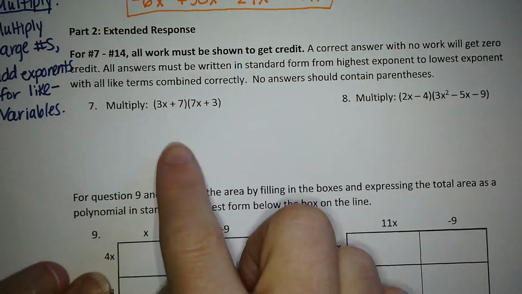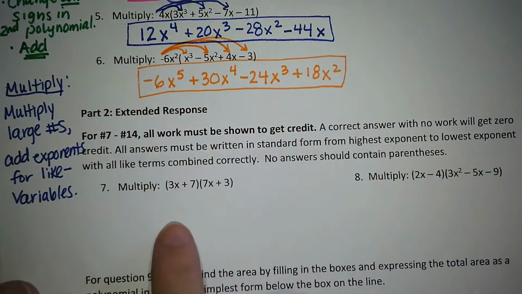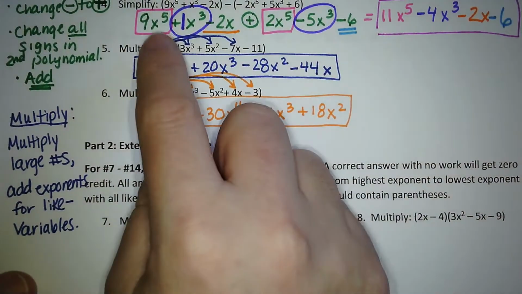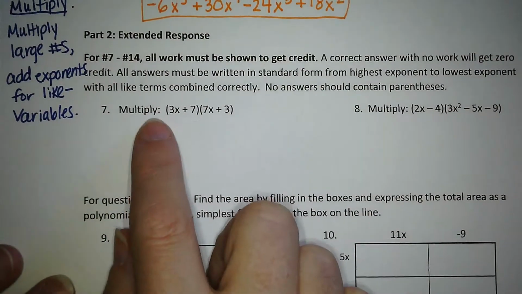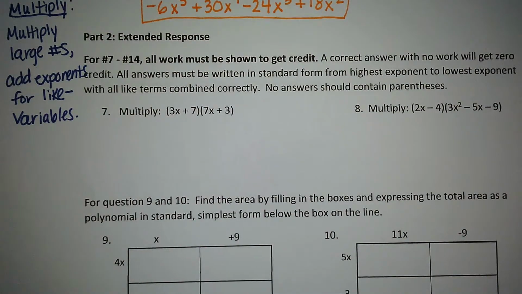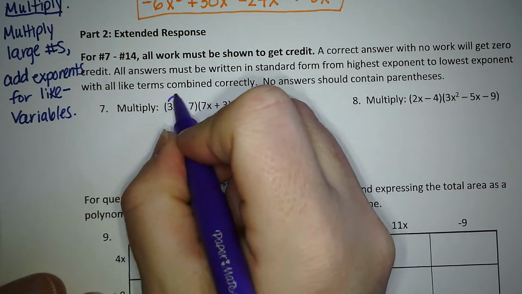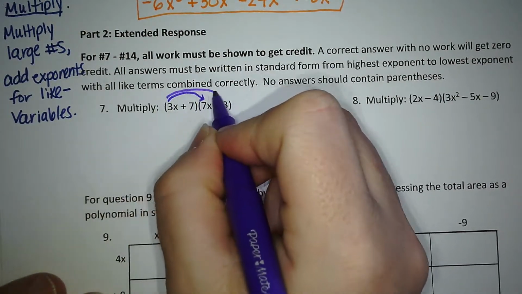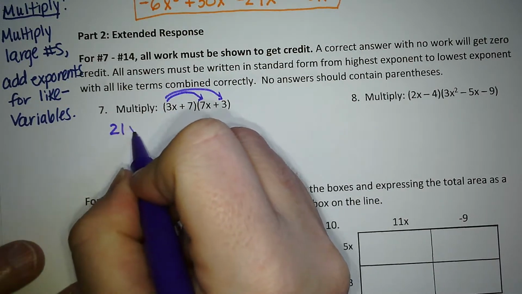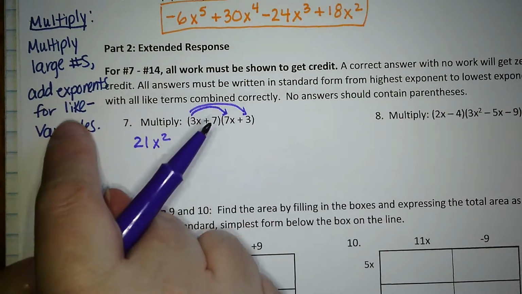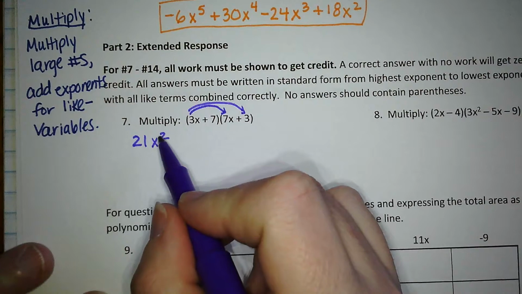So what we're going to do is start with number 7. And the difference between the multiplying in the short answer part and in the extended response part is, here we were doing a distributive property of one thing at a time, where this one we have to do both. So we're going to start with 3x and multiply it by both things in our second parenthesis. So 3x times 7x is going to give us 21x squared, because we're multiplying the large numbers and adding the exponents. 3 times 7 is 21, and x times x is x squared.